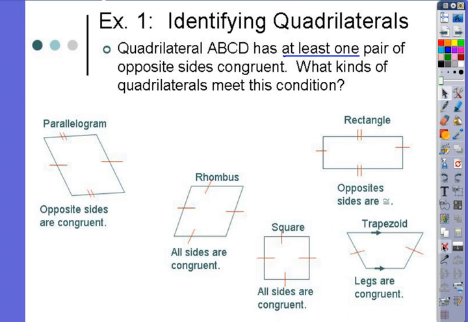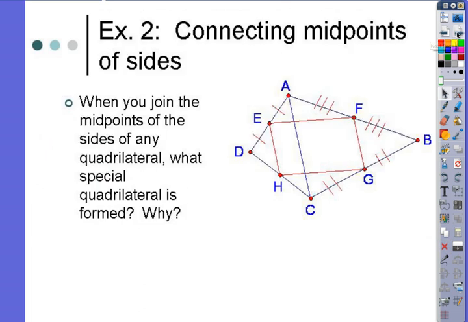Okay, let's look at something now, something a little different. This is interesting. Connecting midpoints of sides. When you join the midpoints of the sides of any quadrilateral, it does not have to be anything fancy. It doesn't have to be a special quadrilateral. Something happens. Now let's look at this in just a little more detail.